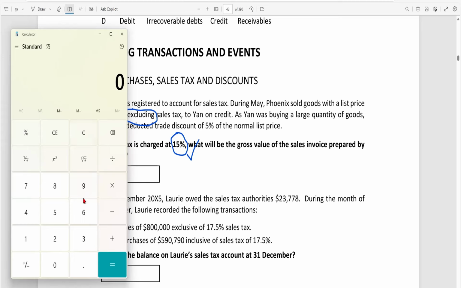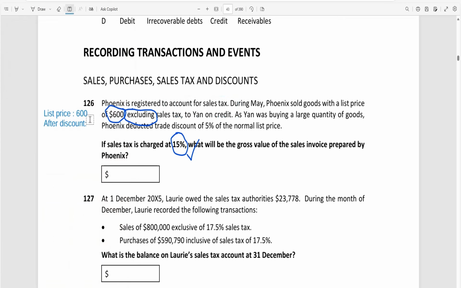Or, to save your time, there is a shortcut. As there is a 5% discount, if we deduct it from 100%, the remaining is 95%. So from 600, you can simply multiply by 95%, which will give you the same amount we calculated earlier, 570. So now we know the price after discount is 570.